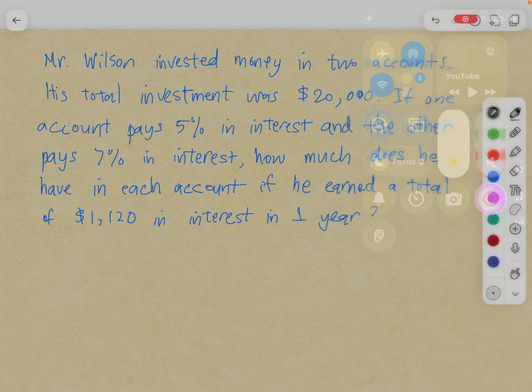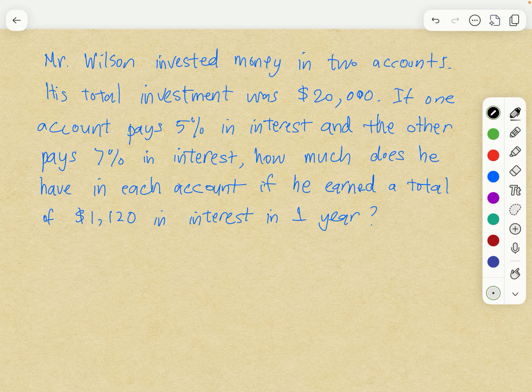So what's going on is he has a certain amount of money in the 5% interest account and a certain amount of money in the 7% interest account. And the total that he puts in those two accounts is $20,000, right? And some of it makes 5% interest and the rest makes 7% interest, and then the total interest is $1,120. And then the question is, how much does he have in each account?